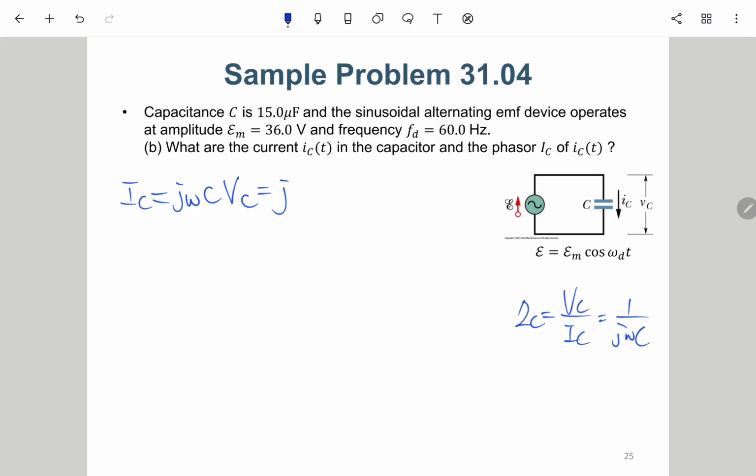So here we have a j, and then we have 120 pi for the omega, and then C is 15 times 10 to the negative 6, and then VC is 36.